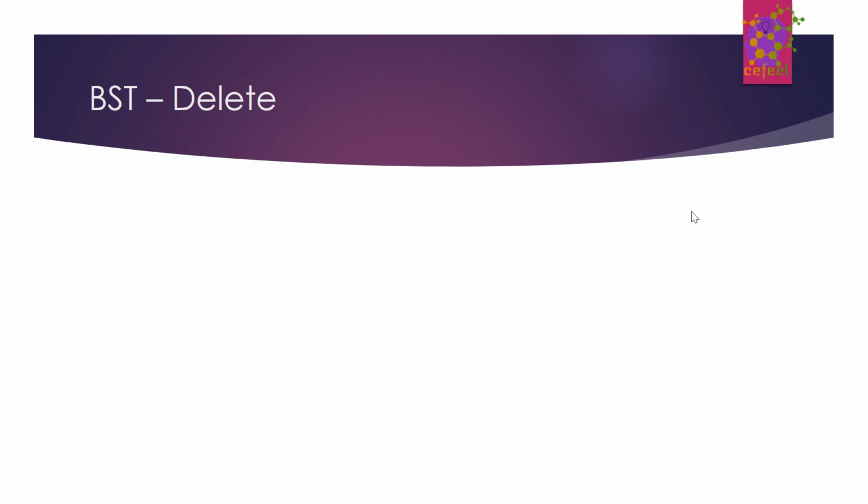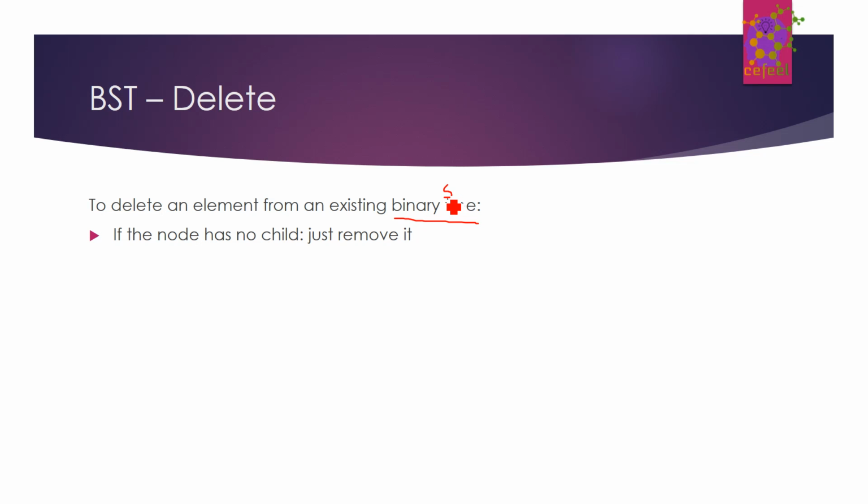Alright, now let's move on to the last operation, which is the delete operation in binary search tree. Delete operation is probably the most complicated one, but it's just a little more complicated than the previous operations. There are a few cases we need to take care of when we are deleting an element in an existing binary search tree. First of all, if the node has no child, if the node itself is a leaf, then we don't need to bother about anything, we just remove it. We'll see this shortly after some time.